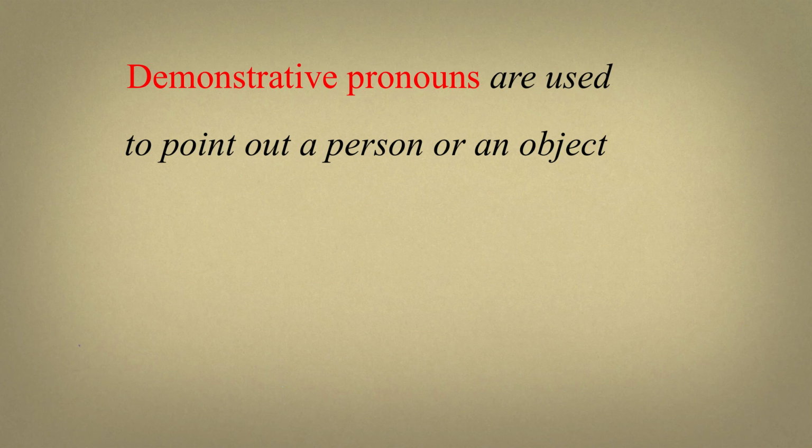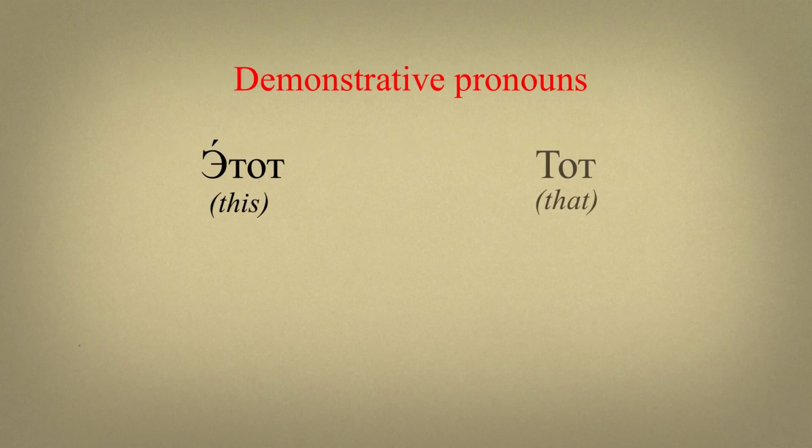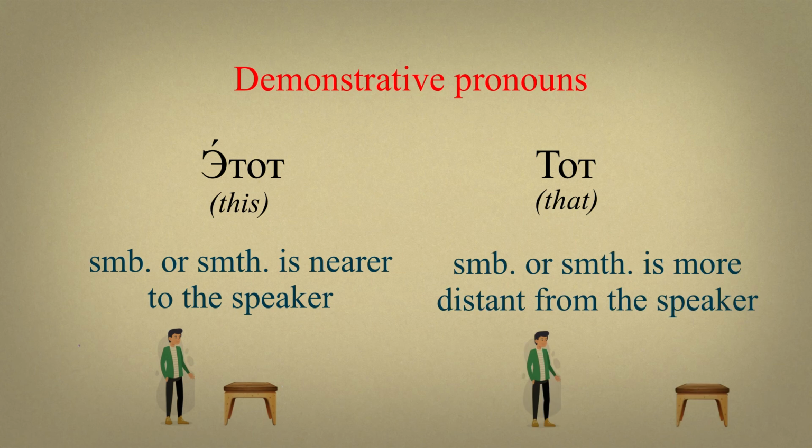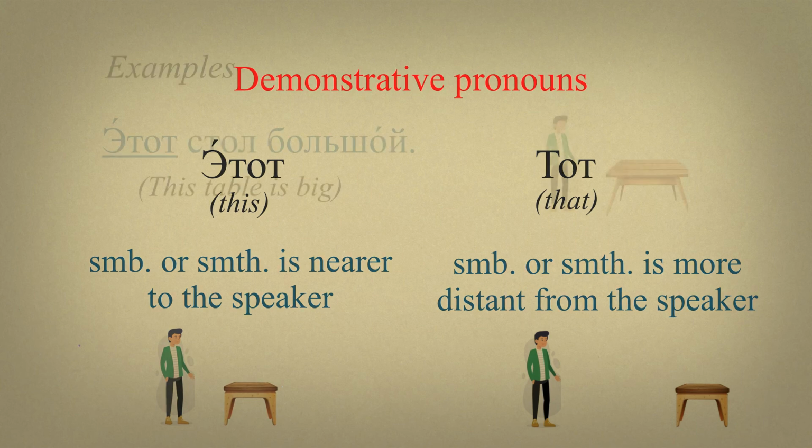They are used to point out a person or an object, and they have two forms: ЭТОТ, ТОТ. ЭТОТ is used when somebody or something is nearer to the speaker, while ТОТ refers to a person or an object which is more distant from the speaker. Let's read examples and compare two pronouns.